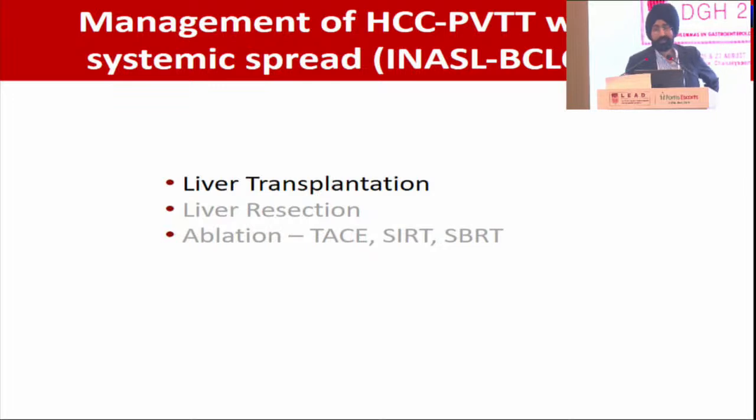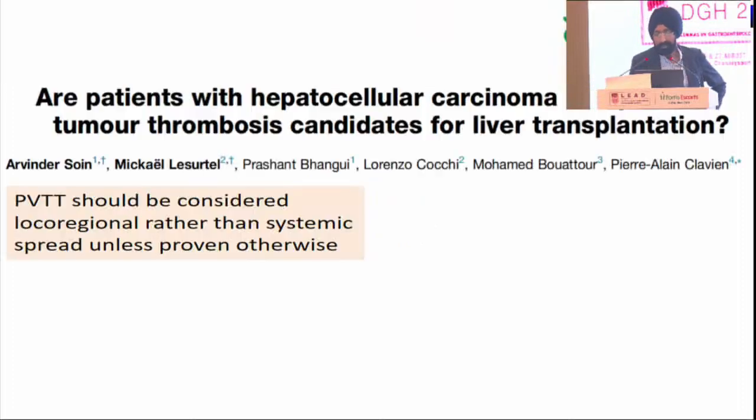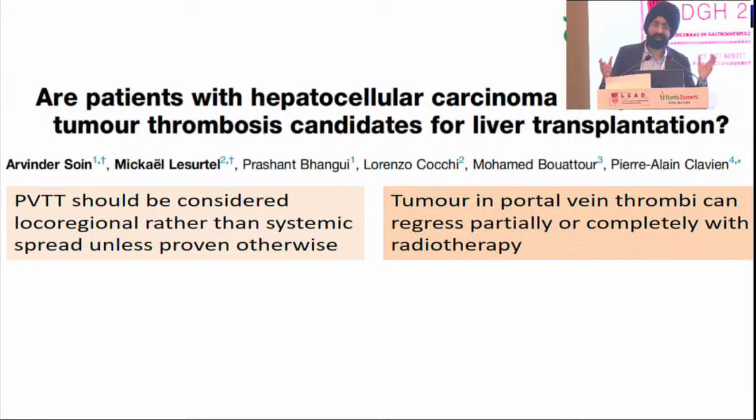I'm going to mainly devote this talk to liver transplantation, touching upon ablative treatment and resection for these patients. Now, how do we think that some of the patients with HCC-PVTT can actually have curative treatment and transplantation? We recently published this, and basically we believe there are four kinds of logic to this concept that you can downstage some of the PVTT and take them through transplant.